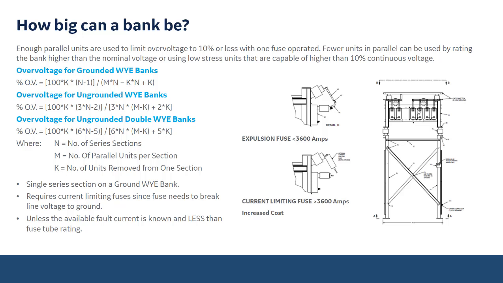So on a grounded Y bank at 13 kV, if the available fault current is less than 3600 amp, I can use an expulsion fuse. If I can't use an expulsion fuse and you're required to use a current limiting fuse, if it's greater than 3600 amp, then you're going to see an increase in cost on that fuse.